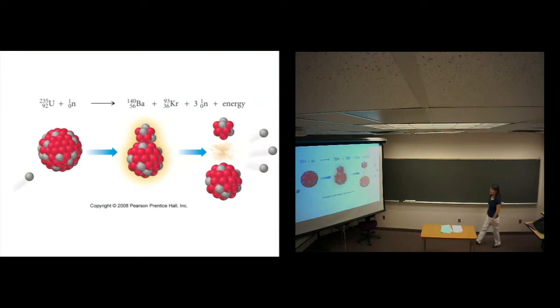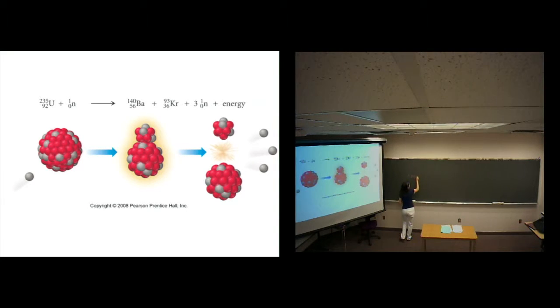So here we have this reaction. You have one uranium atom, one neutron coming in, splitting it, and we have two atoms, three neutrons, and lots of energy. So let's calculate how much the mass has changed. We want to find the change in mass. How do you find change in mass? Remember how we do that? Change is final minus initial.